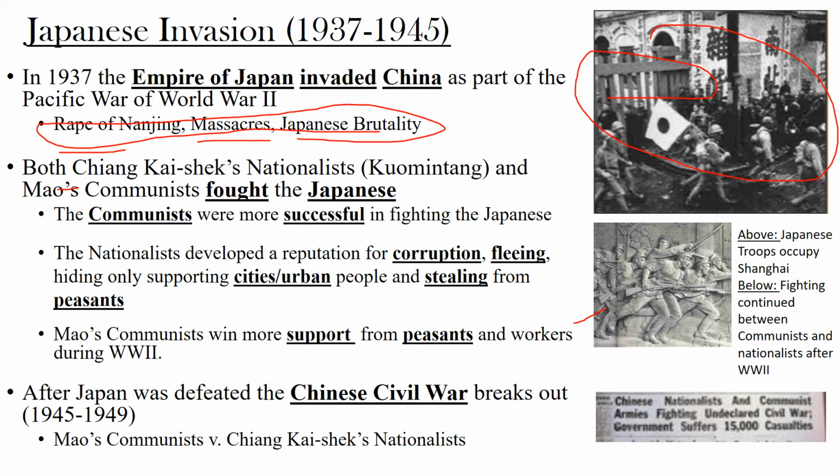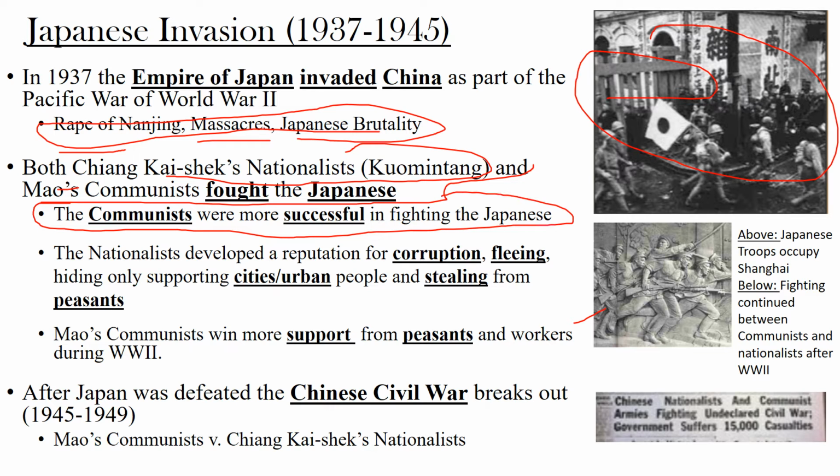During this invasion, both the nationalists, the Kuomintang, and Mao's communists fought against the Japanese, but the communists were wildly more successful. And the nationalists gained a really bad reputation for corruption. Like, yeah, we'll protect this city, we'll defend it if you give us all your gold, jewelry, and whatever else you have. They fled. You might actually remember the rape of Nanjing happened in part because the nationalist army fled Nanjing. They chose not to truly protect the city, and they're like, I don't think we can beat the Japanese.